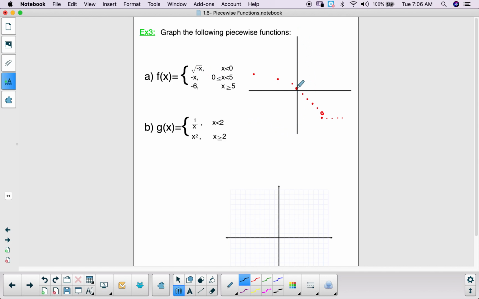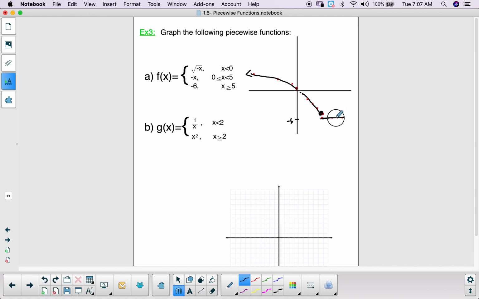so it's a reflection in the y-axis. So typically the square root function is like this. So if you reflect in the y-axis, it'll open this way. So you have this half for all values of x that are less than 0. And then from 0 to 5, you have a straight line, and so you get the points there. And then for all values of 5 and over, it's negative 6. So here you have an open circle because it doesn't include 5.